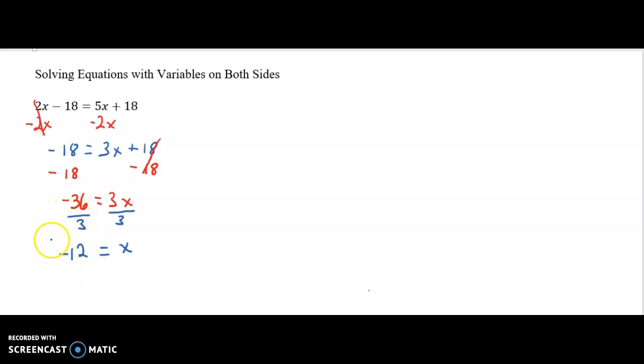And now I have my solution. Minus 12 is equal to x. Or you could read it the opposite way. X is equal to minus 12. That is the solution to this equation with variables on both sides of the equation.